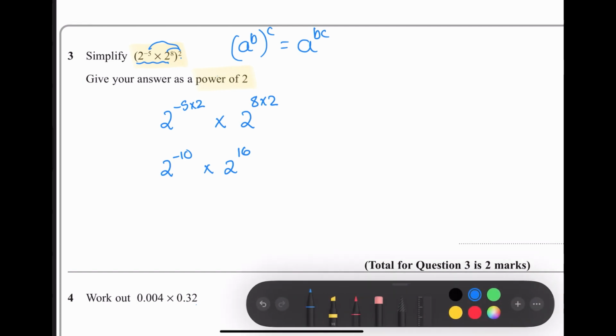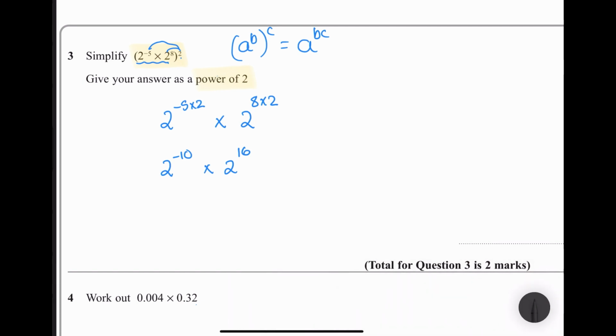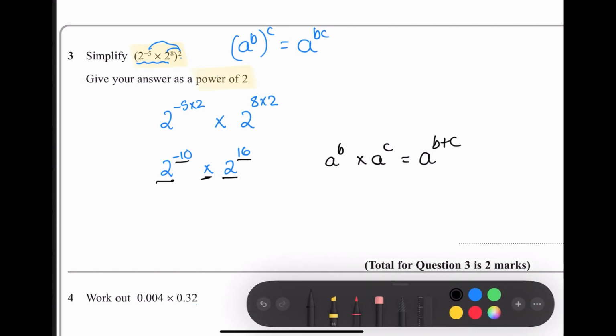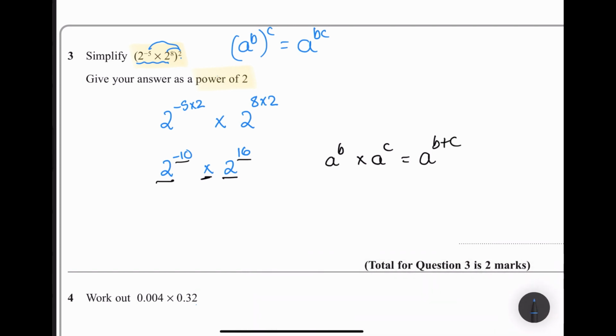Okay, now I'm at this stage. I've sorted the bracket out, taking care of that. Now I've got the same base, so it's a base 2. I'm multiplying them and I've got these powers here. So here we can use the rule, if I've got a to the power b times by a to the power c, then what we can do is have a to the power b plus c. So it's my multiplying, so it's my adding rule in there.